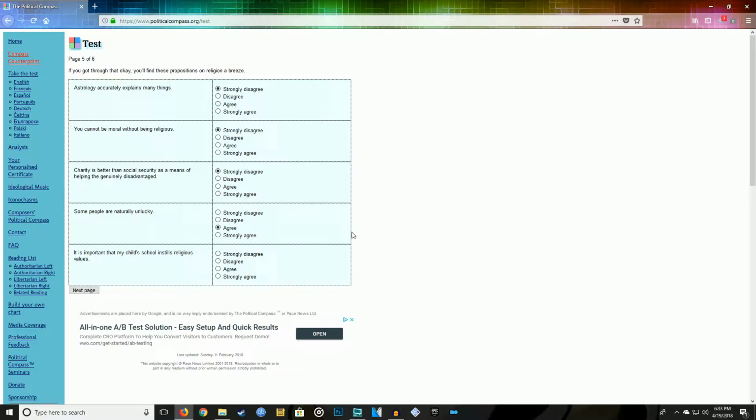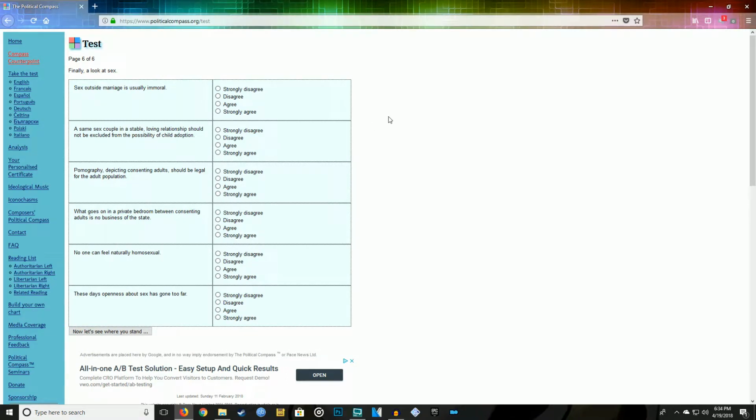It is important that my child's school instills religious values. Strongly disagree. We have the First Amendment that strictly prohibits that from happening. It is known as the separation of church and state. I have covered this before in other videos, and it is very, very important to me that the government stays out of religion and religion stays out of the government, and that includes in the school system.